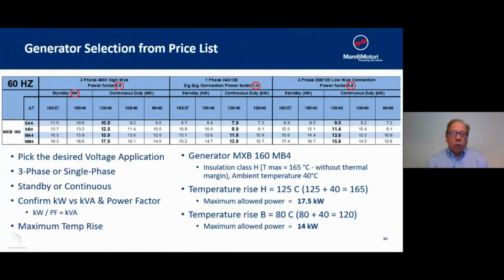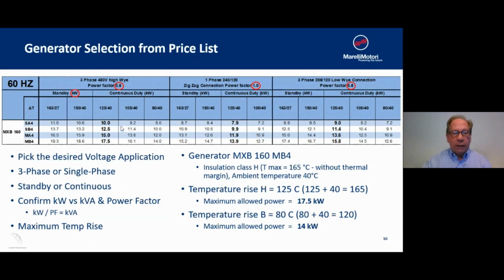So here we are. We're now at the point where we can select a generator from our price list. First of all, we have to ask ourselves, what voltage are we working with? Our price list is set up with the most common voltages that we work with on a day-to-day basis. This would be 480 volt, three-phase; 240, 120, single phase; and 208, 120, three-phase Y. So the voltage, single phase or three-phase.